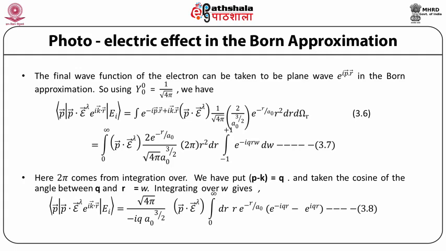We have put q = p - k and taken the cosine of the angle between the q vector and r vector equal to ω. Integrating over ω gives the matrix element as equal to √(4π) divided by (-iq a₀^{3/2}) times p·ε_λ, an integral from 0 to infinity of dr consisting of r e^{-r/a₀} multiplied by (e^{-iqr} - e^{+iqr}).